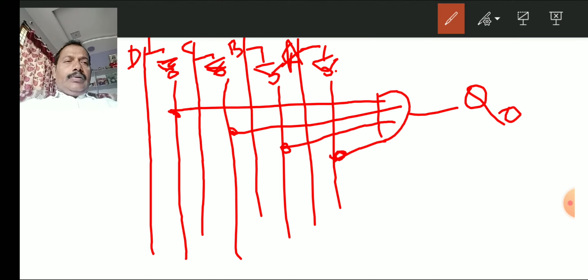So let us stop this lesson. In the next class, we will continue after finishing this. We will study the applications and further implementation of this circuit, and some more application parts of the decoder, how it is widely used in circuits. Okay, thank you.